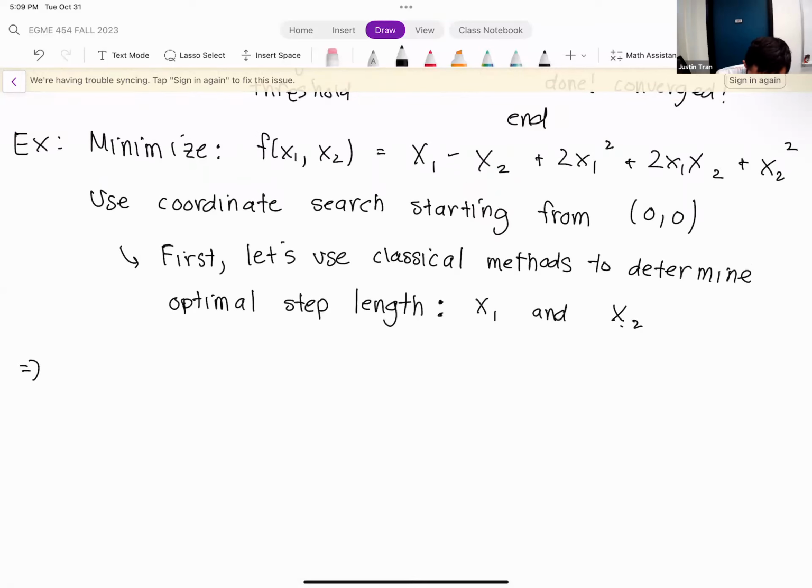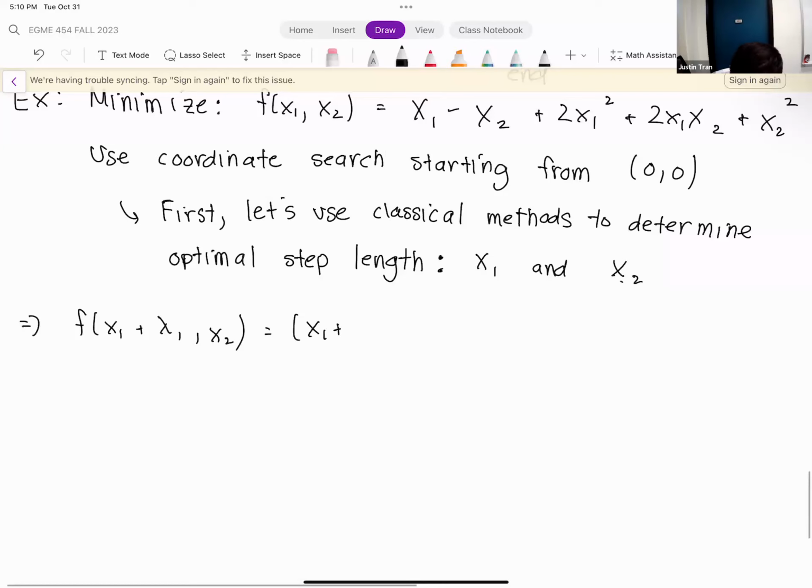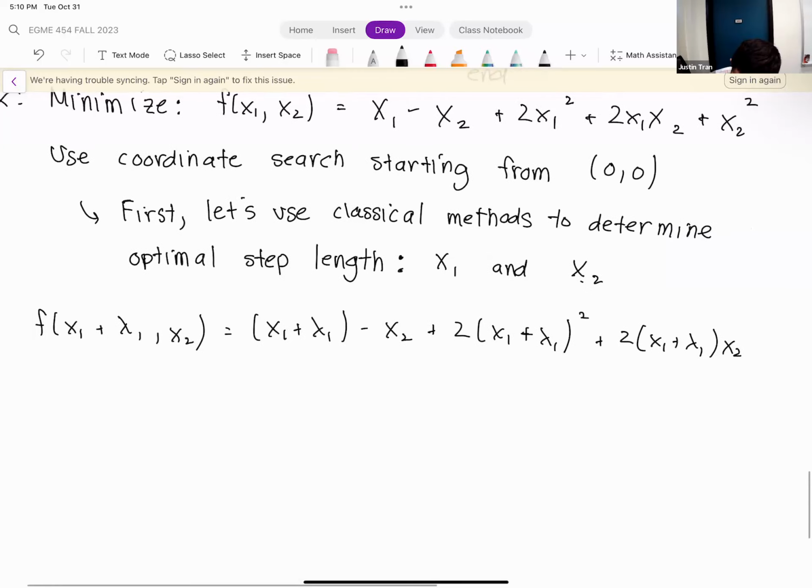Okay, and so if we were to apply a change in x1, it would look something like this. So we have x1 plus lambda 1, comma x2, okay? And so basically we plug in x1 plus lambda 1 everywhere we see x1. Okay? So this is going to be x1 plus lambda 1 minus x2 plus 2 times (x1 plus lambda 1) squared plus 2 times (x1 plus lambda 1) times x2 plus x2 squared. Okay.